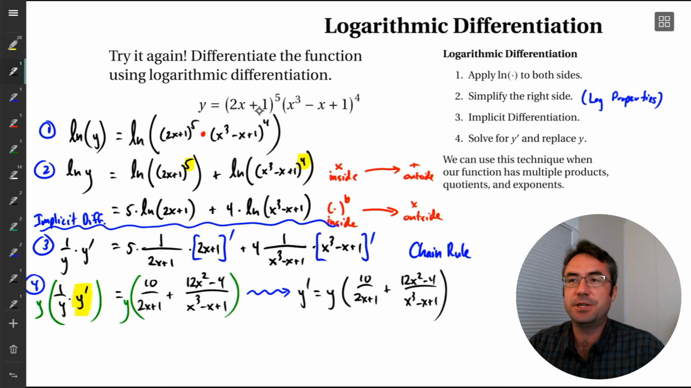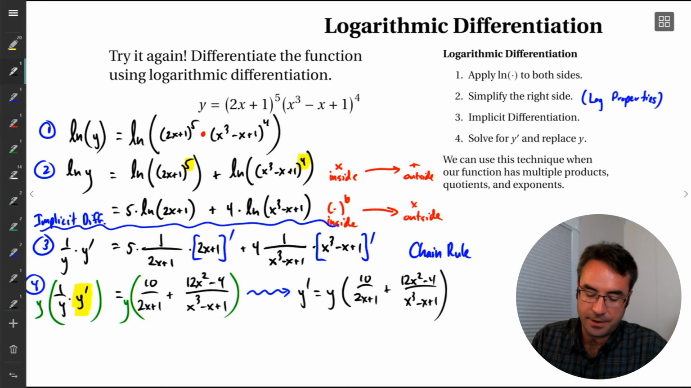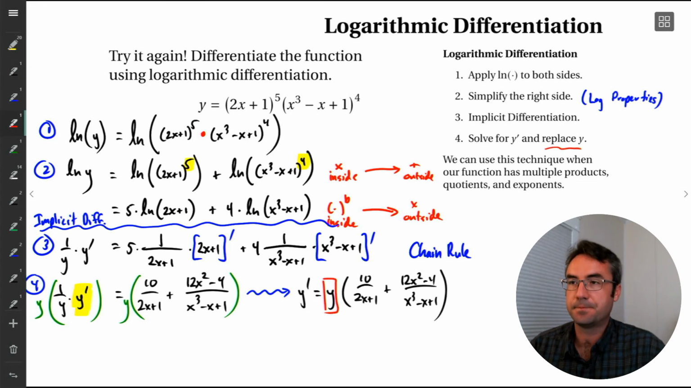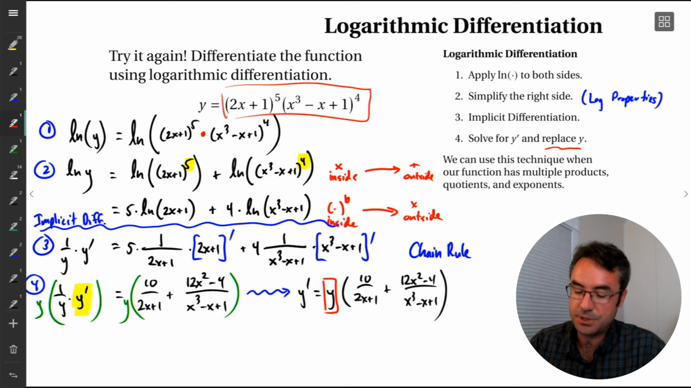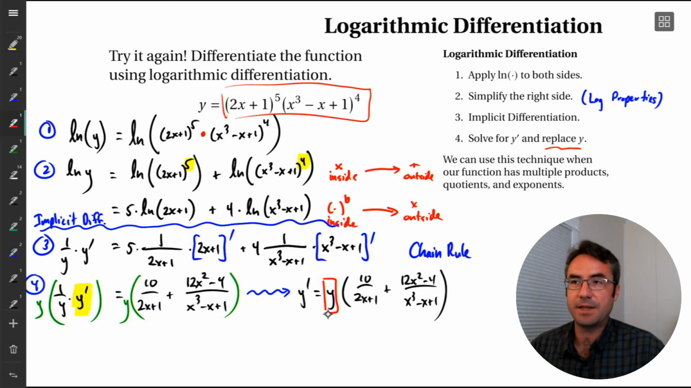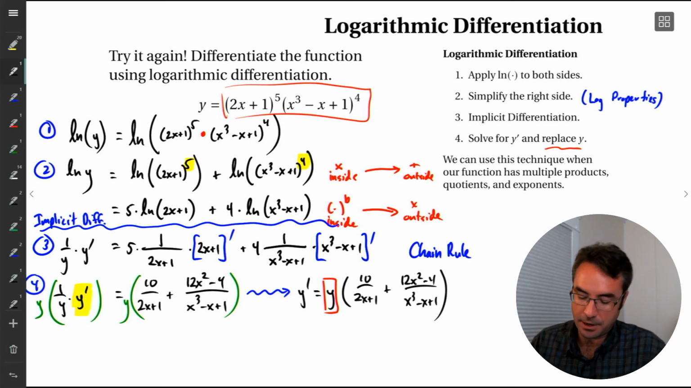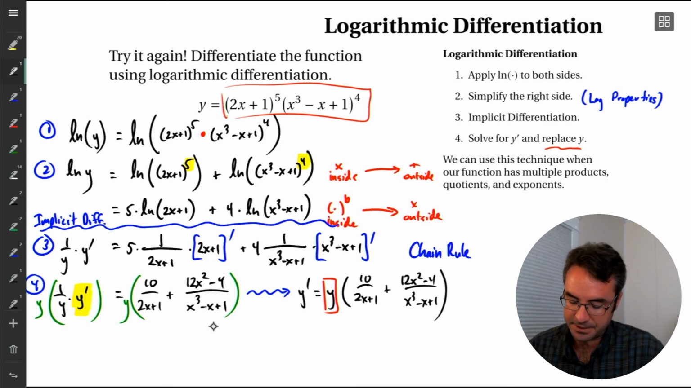Our original function was y equals, and then all x terms on the right. And we want the same thing for y prime. We want y prime to equal just all x terms. So the very last thing we need to do is just replace this y. And we know what y is actually equal to. It's equal to just our original function. So we make that substitution for our very last step.